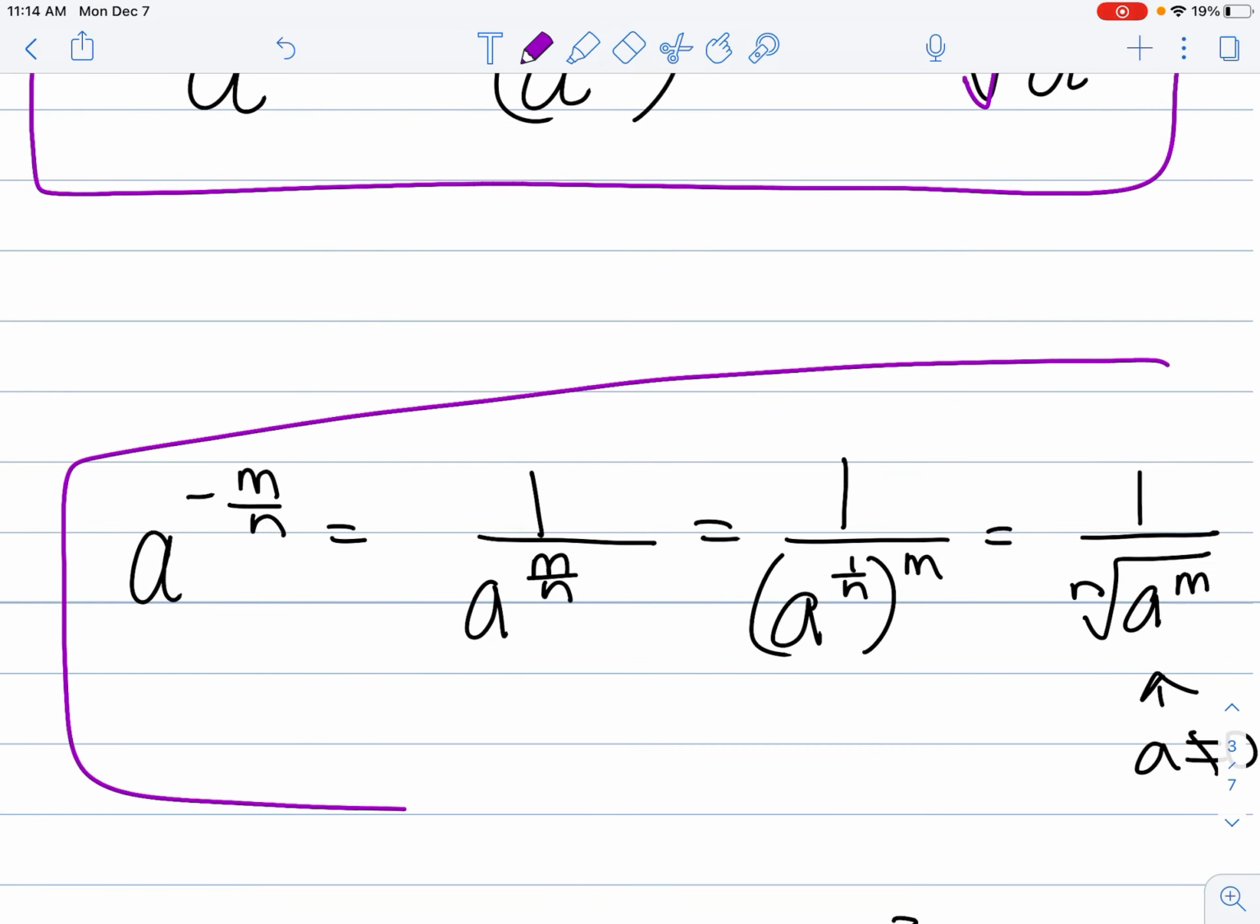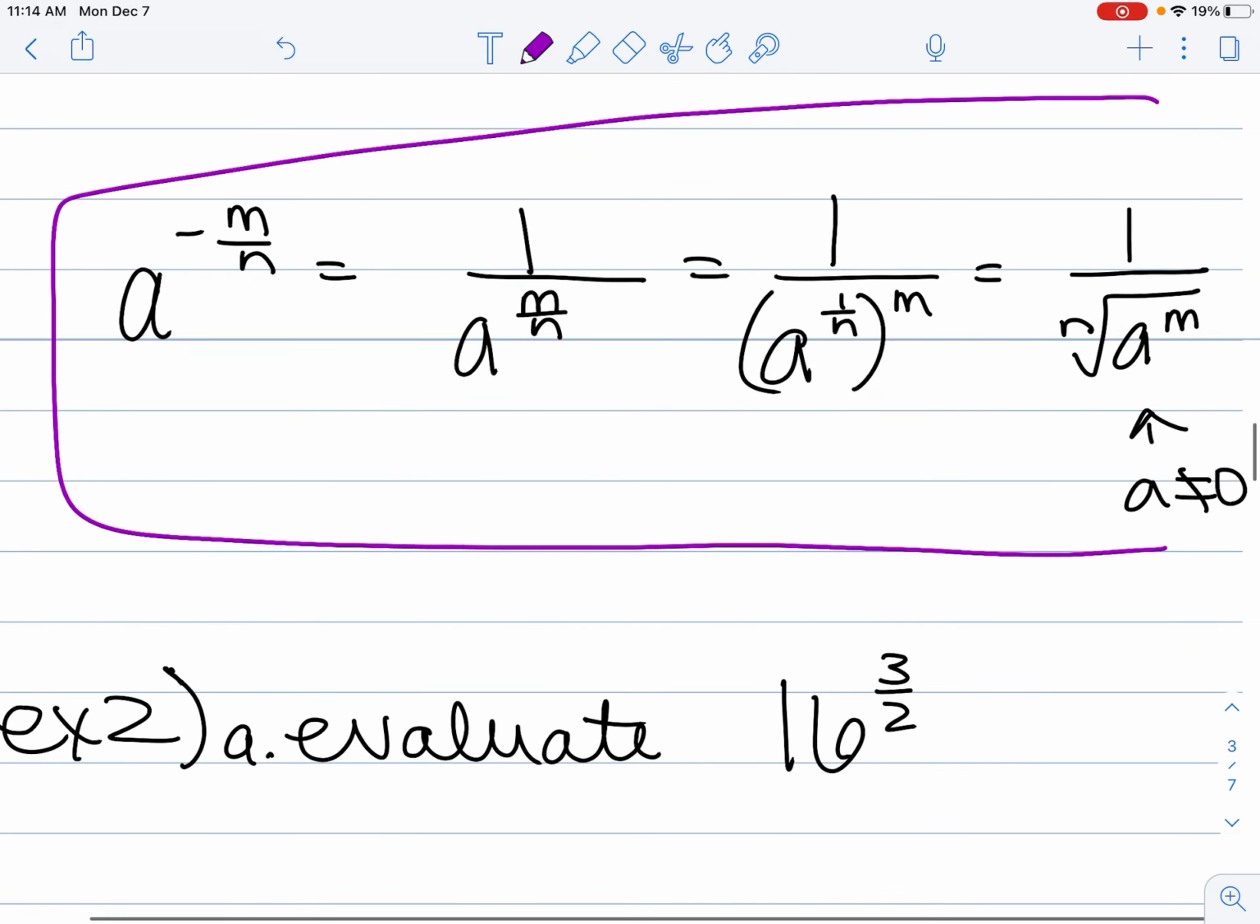We also have it for negative exponential roots, where we have a to the negative m over n equals 1 over, because remember, when we have a negative exponent, that's making it a fraction. 1 over a to the m over n, and then we can rewrite this, which becomes 1 over the nth root of a to the m. And just be careful that if this is in the denominator, we can't have it equal to 0.